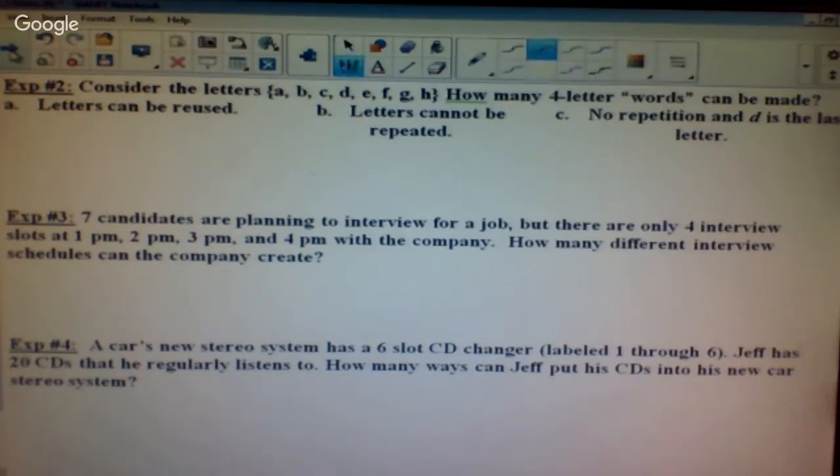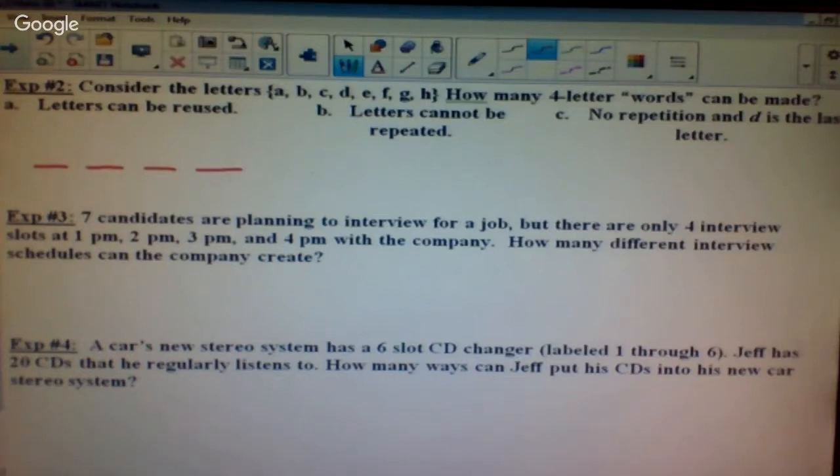So consider the letters A, B, C, D, E, F, G, and H. So how many options do I have if I have A through H? 8. I have 8 different options. We want to create a 4-letter word out of these 8 options. It says letters can be reused, which means it's a multiplication statement. So that means I can't get away from this for this one. I've got to write this out.